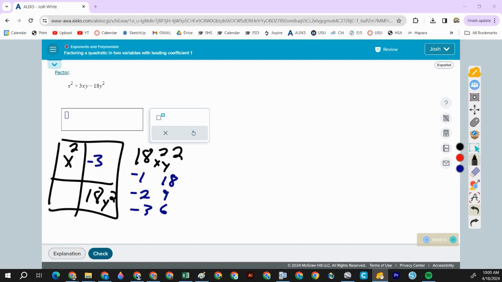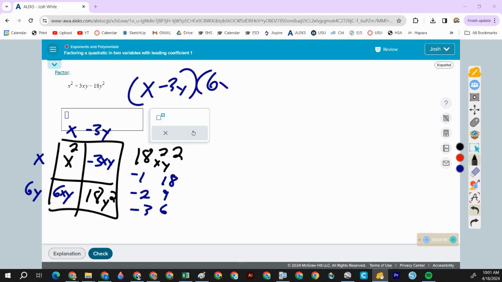-3, but it has to be xy and 6xy. What does the top row share? An x. If I pull out an x, I'm left with x minus 3y. And in the first column, I pull out an x and I get 6y. So my factors are x minus 3y and 6x plus y.